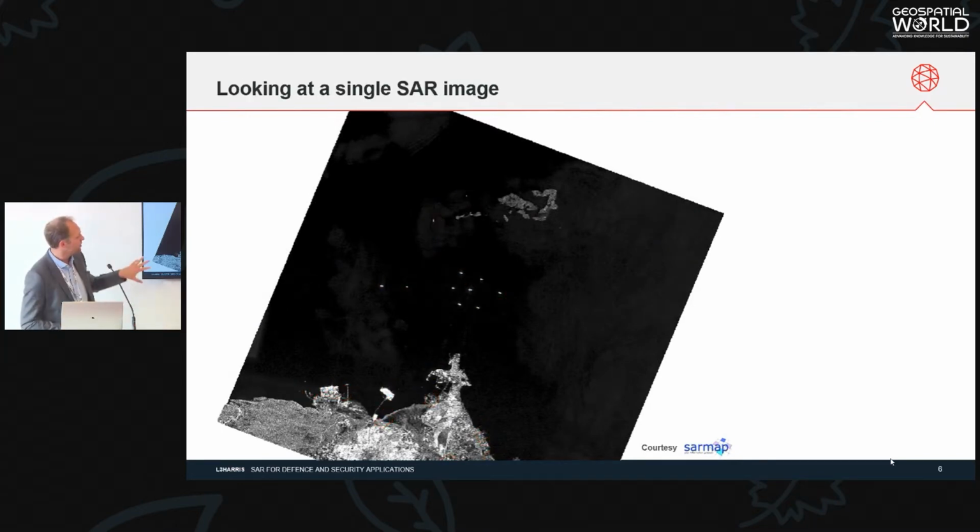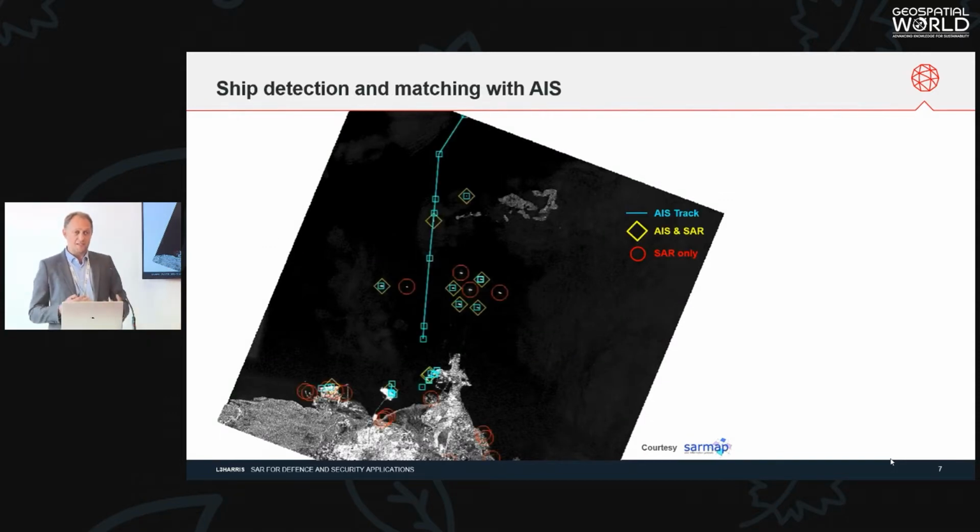So here you have your single SAR scene. We're now at the port of Djibouti. And when I overlay this with my AIS data, the yellow diamonds indicate areas where there was a ship and an AIS transponder active. The red circles indicate where there's only a SAR signal. Those are the ships of interest, because what's going on there might be a small fishing boat, might be something more nefarious, or let's say a military vessel.